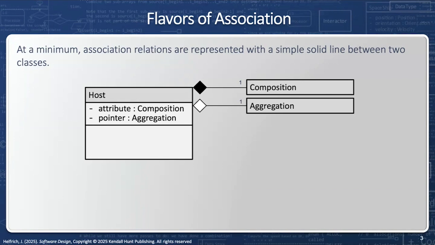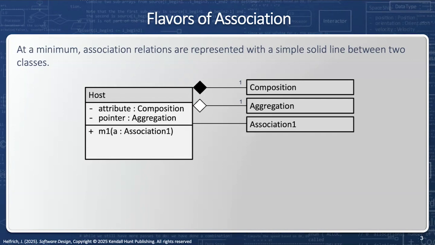I need to emphasize composition and aggregation are forms of association. They're just special forms of it. And usually when we talk about composition or aggregation, we don't refer to it as association, we refer to the more specific version. I'm also going to have a method called M1. It takes a parameter of type association 1. So therefore, we're going to have another class called association 1, and it's related with the horizontal line, but the special form of association is the open arrow, which means association.